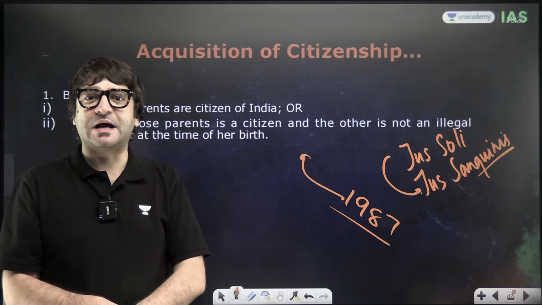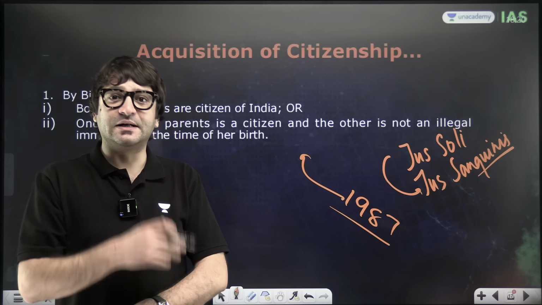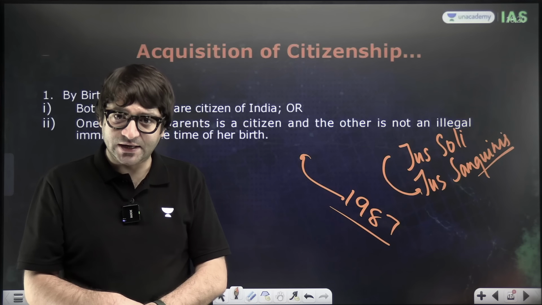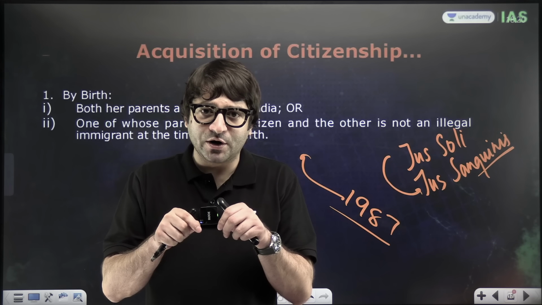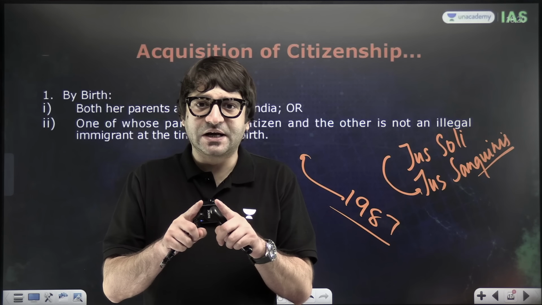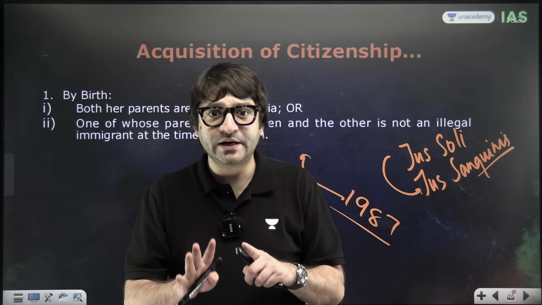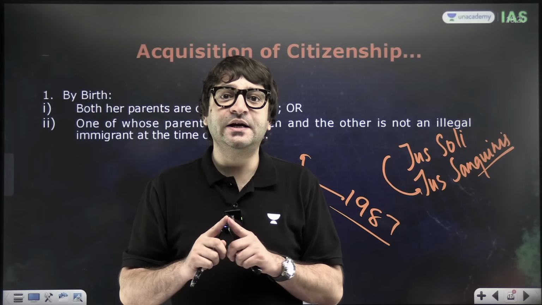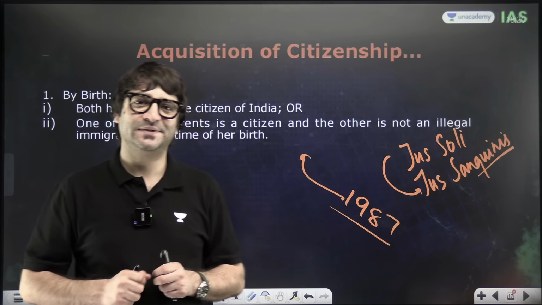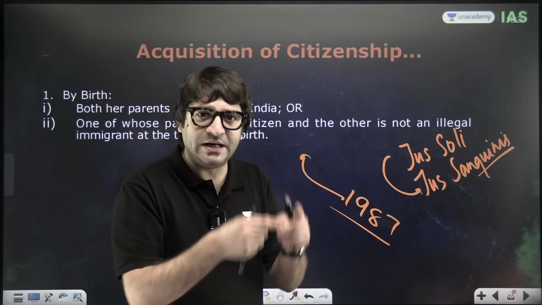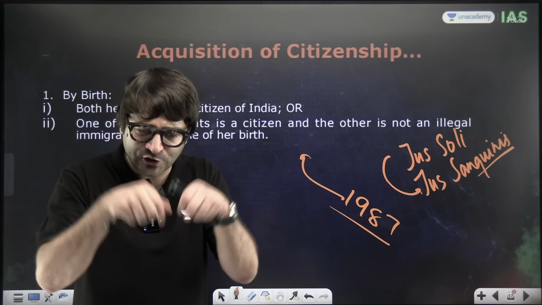Mr. Vajpayee was the Prime Minister. This law was amended again in the year 2003. And because of that 2003 amendment, now if a child is born on the soil of India, the child can become an Indian if both the parents are Indians, or one of the parents is an Indian and the other parent is not an illegal migrant.